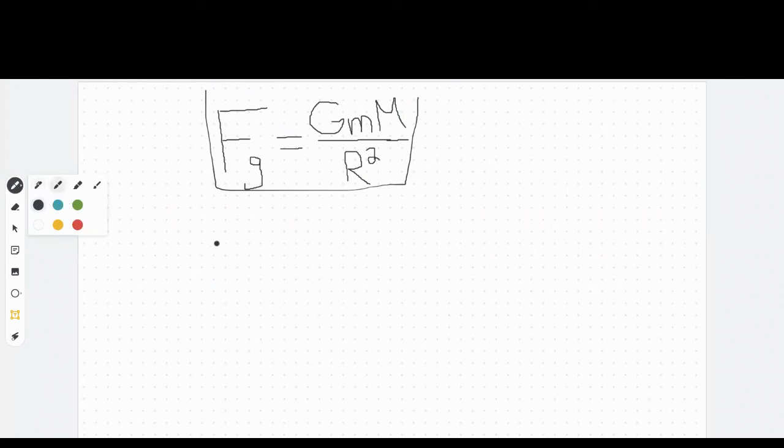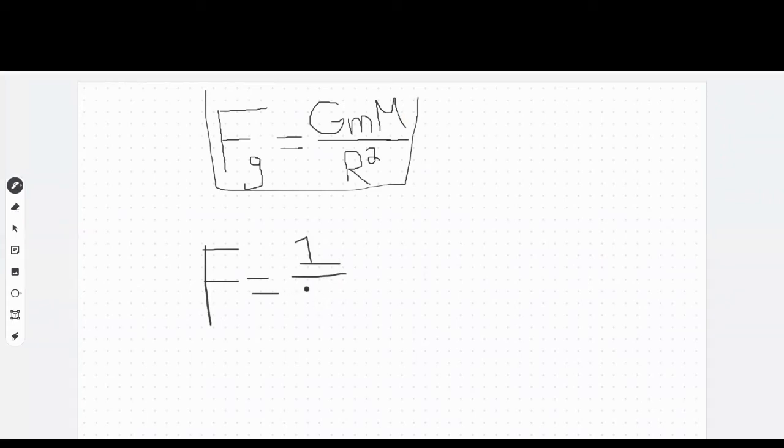For distance, if you have F equal to, let's call our G constant a 1, and let's call our distance a 3, then our answer would be 1/9.